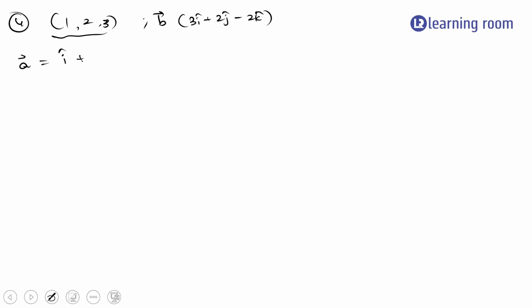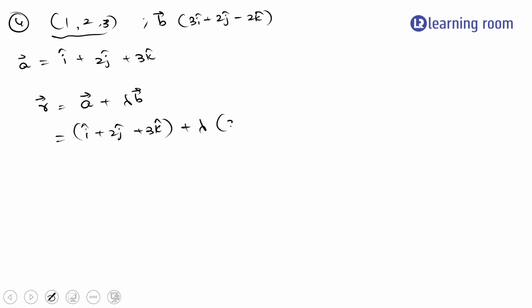Fourth one. Find the equation of the line through the point (1, 2, 3) that is parallel to the vector 3i cap + 2j cap - 2k cap. This is the B vector. What is this? The A vector: A vector is equal to i cap + 2j cap + 3k cap. What is going to be the vector equation? R vector is equal to A vector plus lambda times B vector. So i cap + 2j cap + 3k cap + lambda times (3i cap + 2j cap - 2k cap).